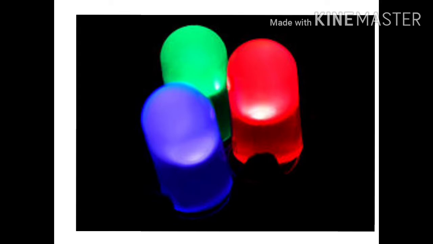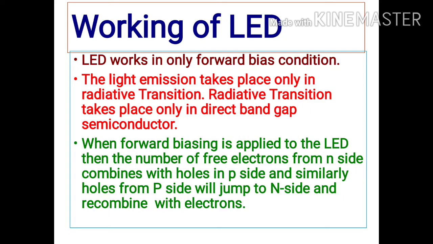So you can see this is the picture of the LEDs. You might have seen LEDs in your homes and in various appliances and in electronic devices also. These LEDs are used for indicator purposes. So these are green, blue and red LEDs. So there are different types of LEDs. Now we will be studying about the working of the LEDs.